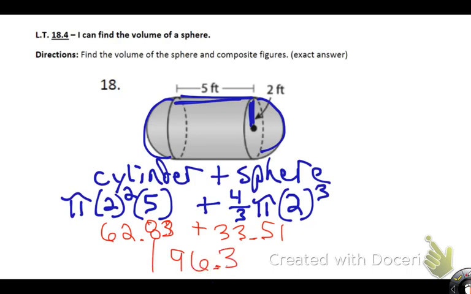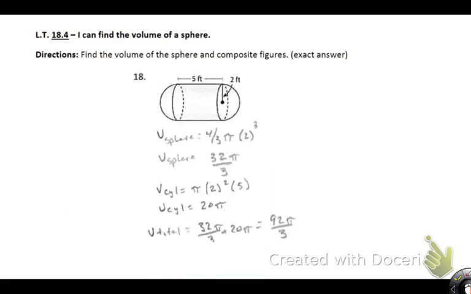Okay, so I got about 96.3. So hopefully I'm pretty good there. About. All right, let's see what I got. 96.3 is about what I got. Okay, so hopefully we're good there. And that was an exact answer, so I'll include that.